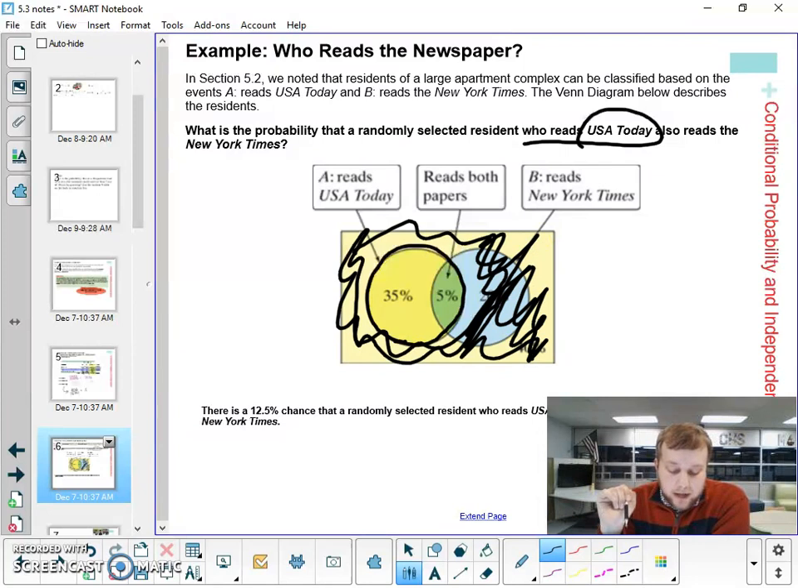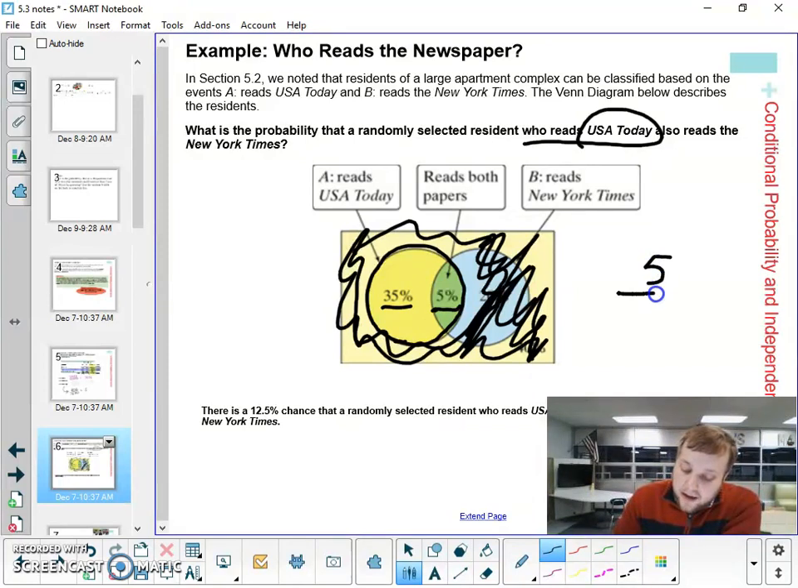Also reads the New York Times. So I see, oh, well, these guys read both papers out of, well, how much is their total in the USA Today range? Well, there's 35 and 5. So it'd be 5 out of 40. You guys see where I got 40, 35 and 5. 35 and 5 makes 40.